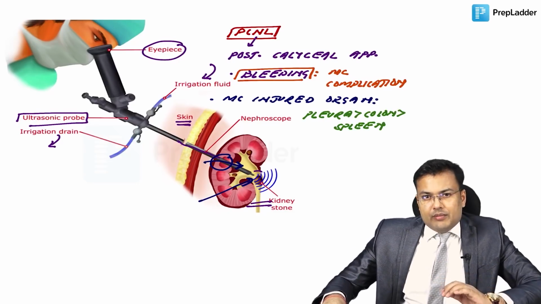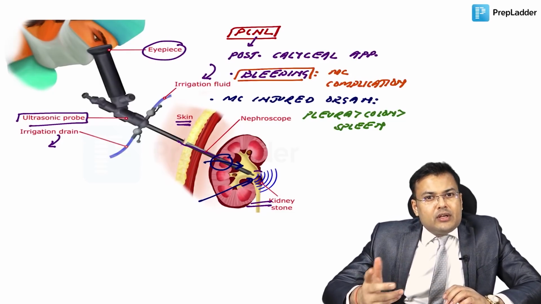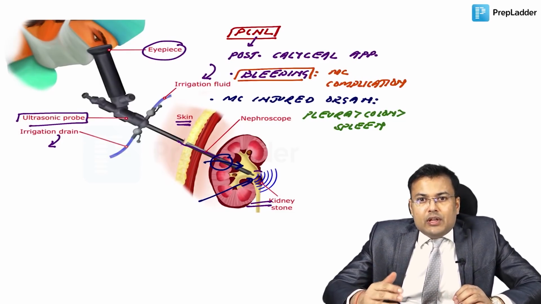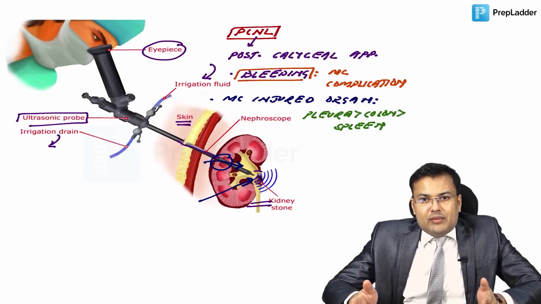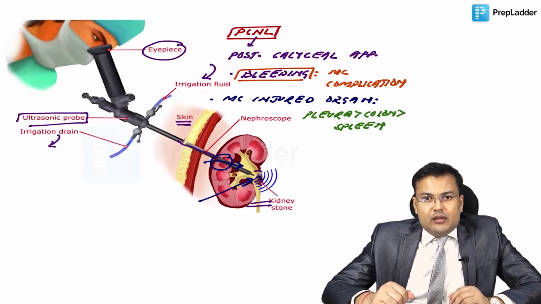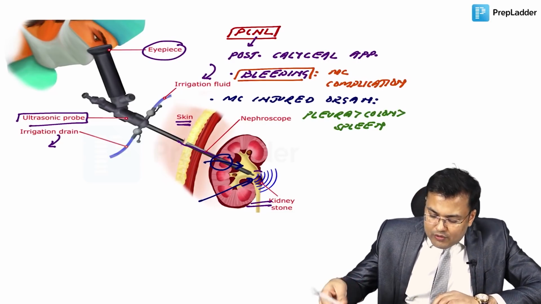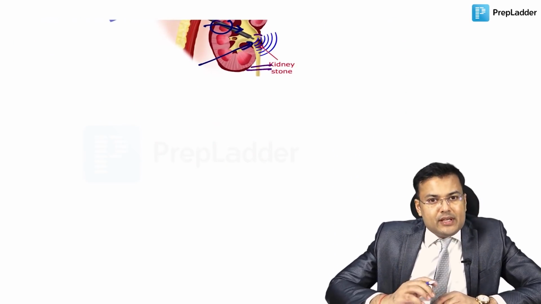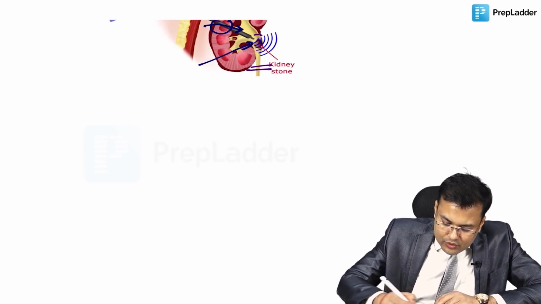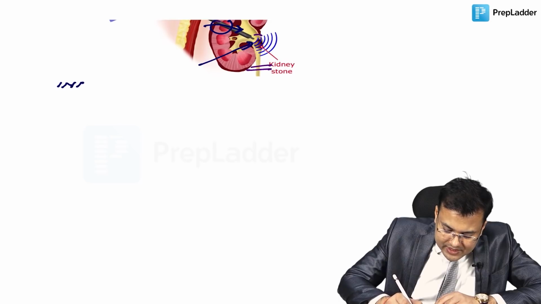Simple. Now coming to the indications. Whatever the conditions in which ESWL was contraindicated or cannot be done, in all those cases we can use what? PCNL. So what was the size of stone which was removed by ESWL? 2 centimeter. So what are the indications of PCNL?